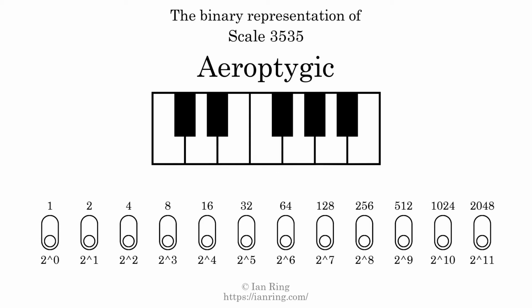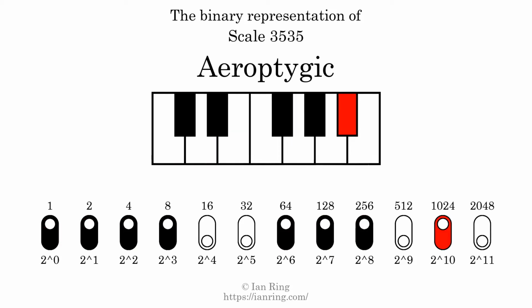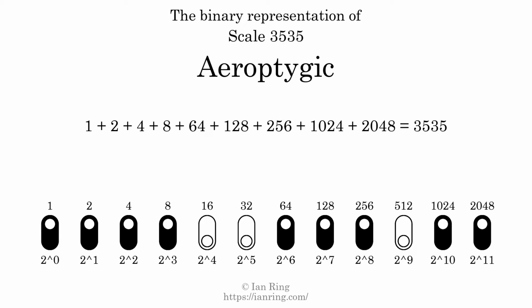The binary representation of this scale is determined by mapping tones of the scale to binary digits. Each binary digit represents a power of 2. To get the scale number, we add the powers of 2 together. The powers of 2 that are present in the scale, all added together, equals 3535. That is why the scale number, in decimal, is 3535.